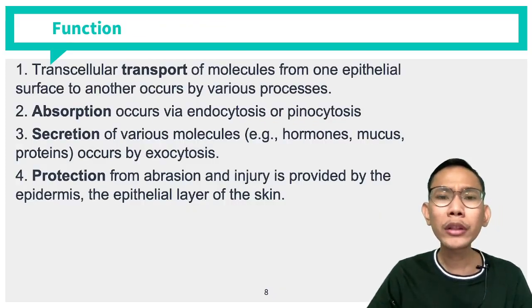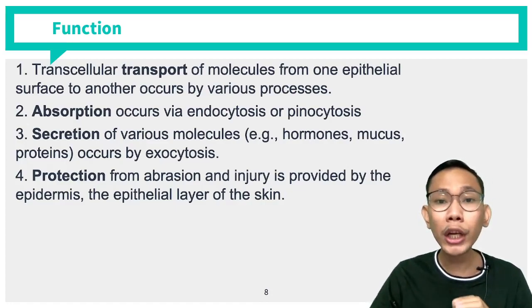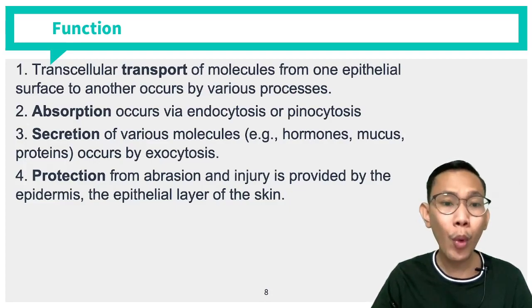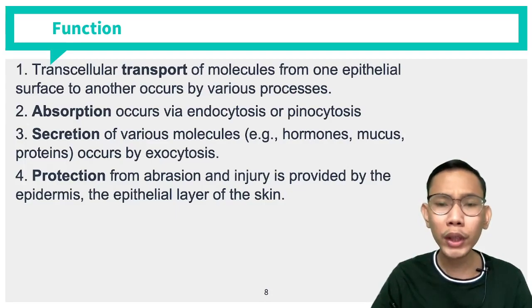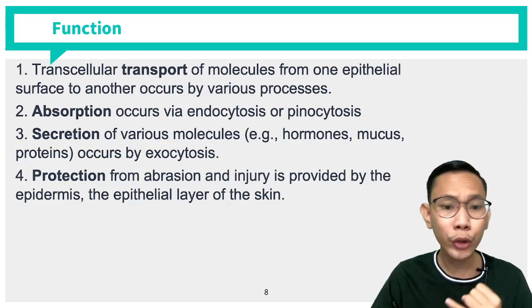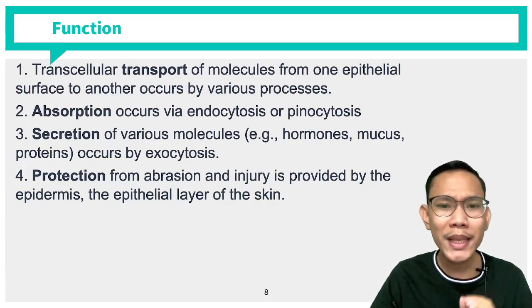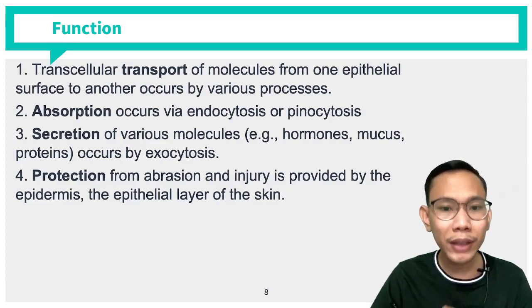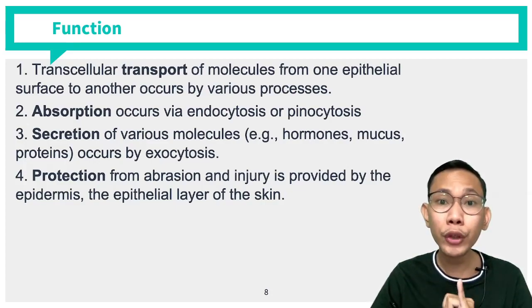So let's talk about the general functions of your epithelium. Number one, transcellular transport of molecules from one epithelial surface to another occurs by various processes. What are these various processes? We have the diffusion of oxygen and carbon dioxide across epithelial cells or tissues. We also have carrier protein-mediated transport of amino acids. Basically, this is important for the transport of your molecules. That is one important function of your epithelium.